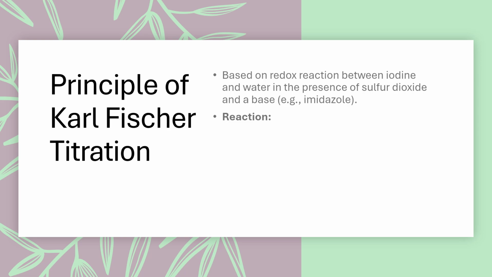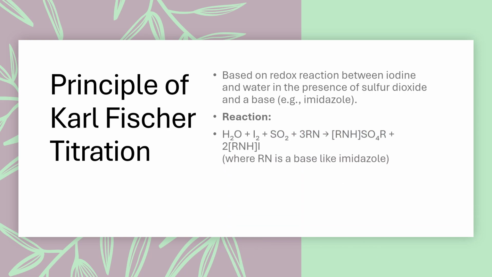So now here is the reaction. That is H2O plus I2 plus SO2 plus 3RN that will break into RNHSO4R plus 2RNHI, where RN represents a base such as imidazole. That means sulfur dioxide and iodine react with water and amines to form sulfate and iodide salts of the amine, right?